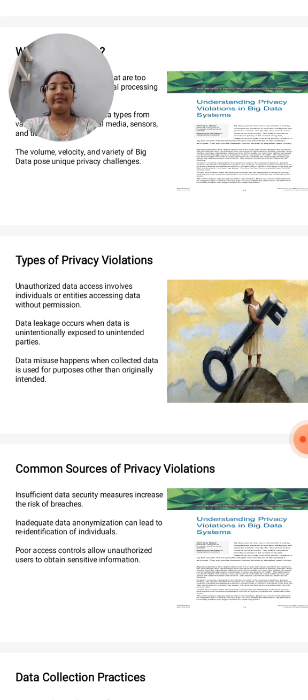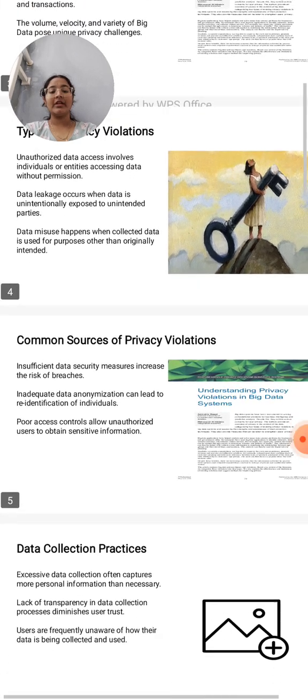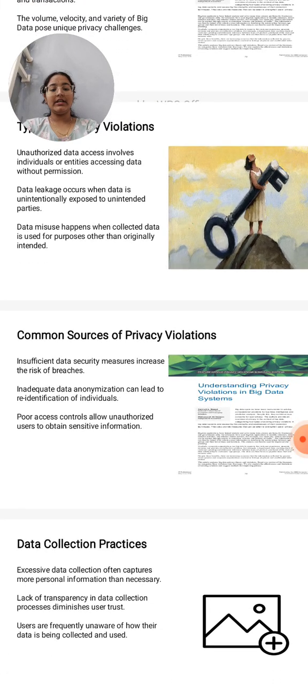Common sources of privacy violations. Insufficient data security measures increase the risk of breaches. Inadequate data anonymization can lead to re-identification of individuals. Poor access controls allow unauthorized users to obtain sensitive information.